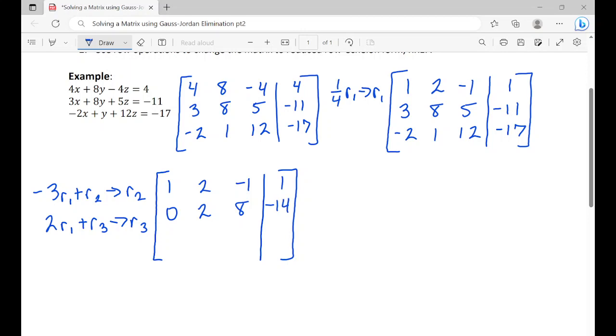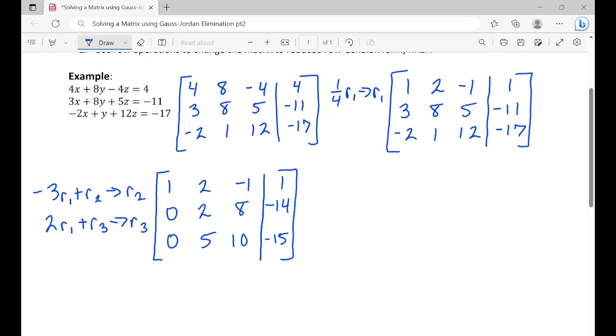Now onto row 3. 2 times 1 is 2, plus negative 2 is 0. 2 times 2 is 4, plus 1 is 5. 2 times negative 1 is negative 2, plus 12 is 10. And then 2 times 1 is 2, plus a negative 17 is going to be a negative 15.